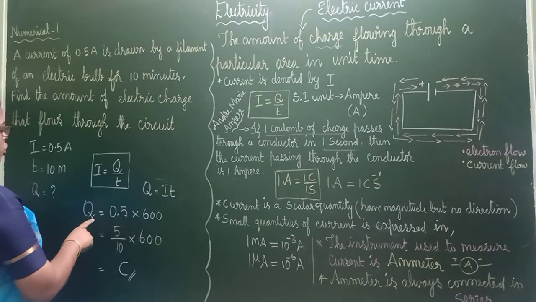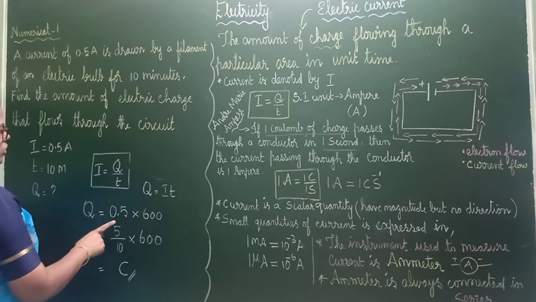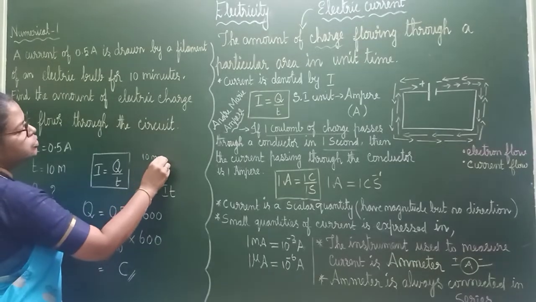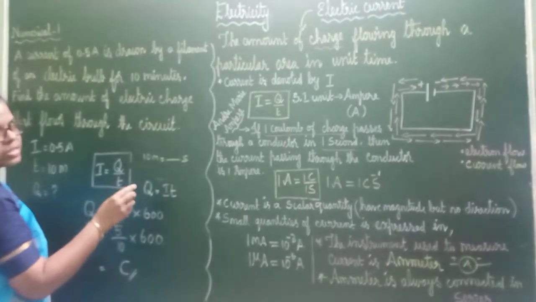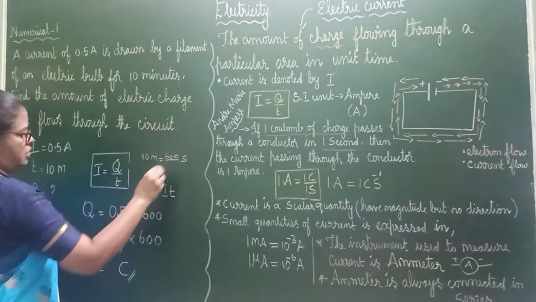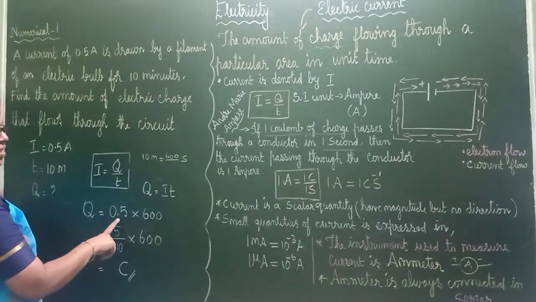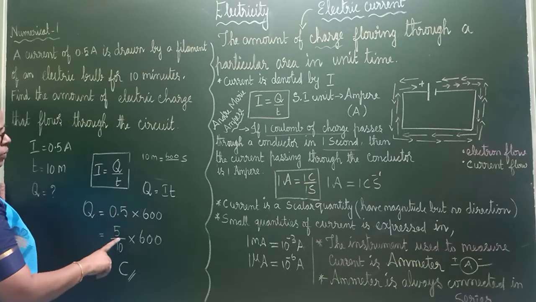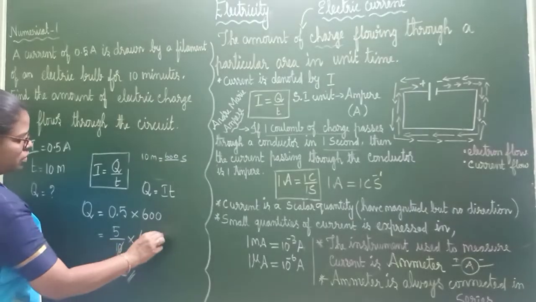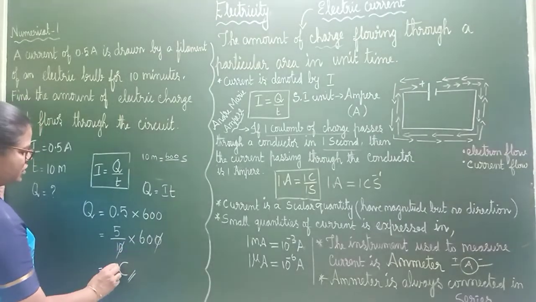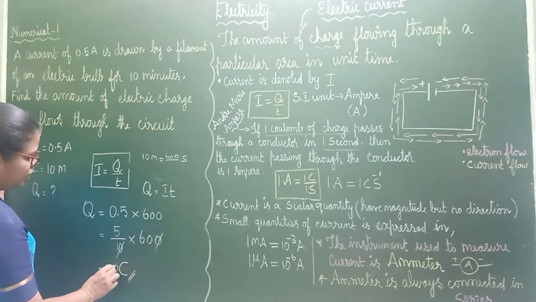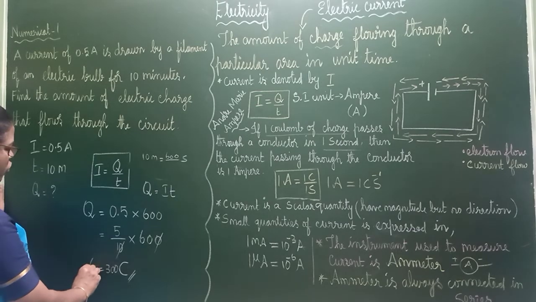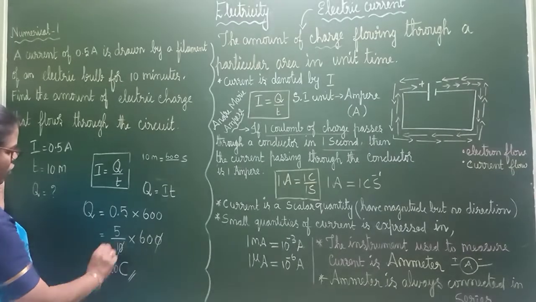So Q is equal to I, how much? 0.5, into T, how much? 10 minutes. You should convert 10 minutes into seconds. 1 minute is equal to 60 seconds, so 10 minutes is equal to 600 seconds. So 0.5 into 600. Instead of taking 0.5 for calculation, we take 5 by 10, into 600. If you cancel this, 5 sixes are 30, so 300 coulombs. What is asked? Find the amount of electric charge. So Q is equal to 300 coulombs.